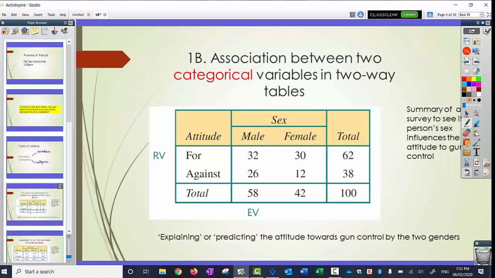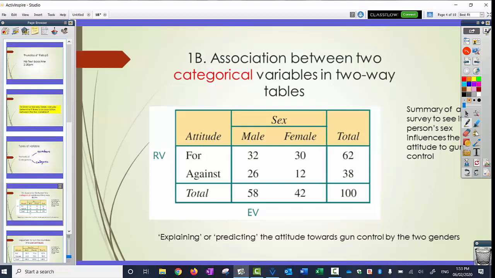Now you need to be able to interpret a two-way table. So how many people were asked the question? About 100 people. That's in the bottom right. How many men were asked the question? How many people were against? Okay, so the totals are there, 38 against, whatever.